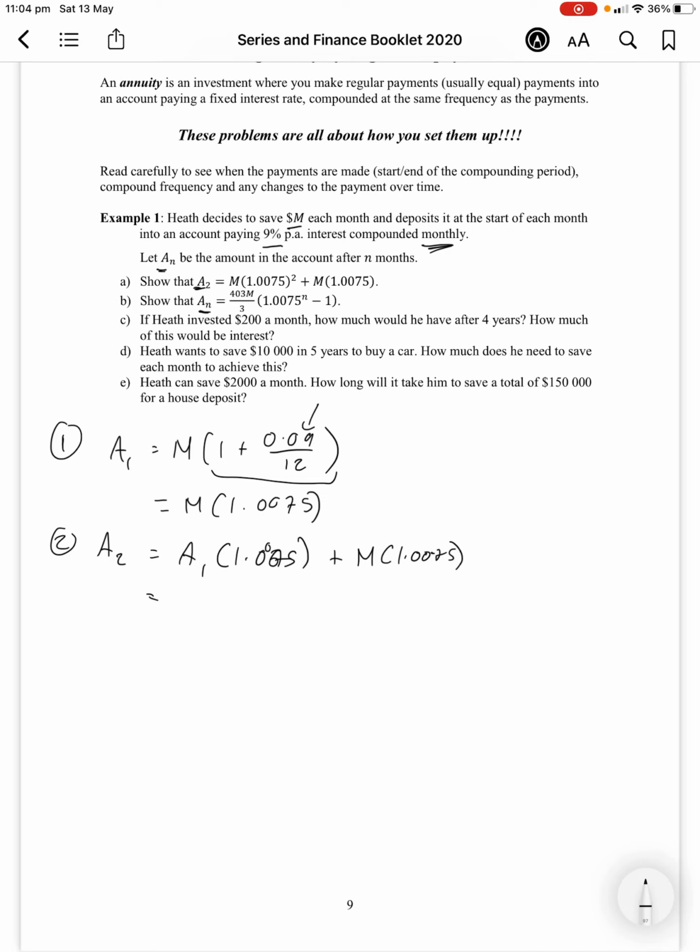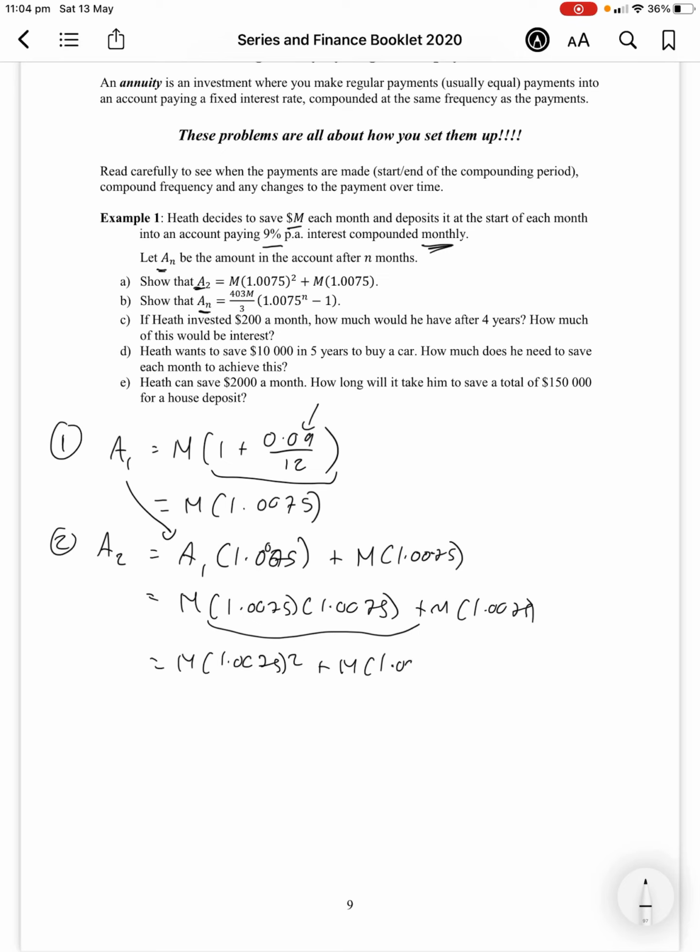Now, what I'm essentially doing is substituting A1 into there. So it's going to be M(1.0075) times 1.0075 plus M(1.0075), which means that right there, it's going to be M(1.0075) squared plus M(1.0075). So that's A2.